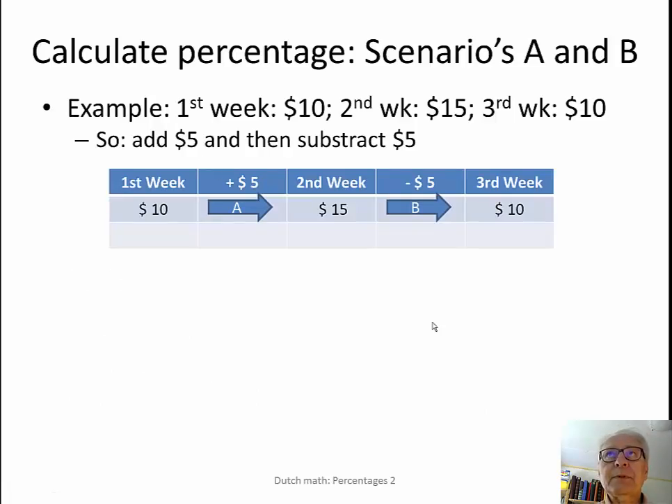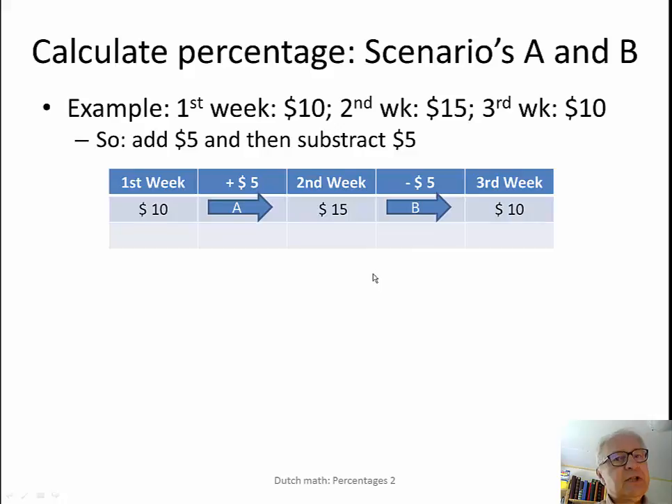The first example is example A, where you have in the first week a profit of $10 and in the second week a profit of $15. So you increase your profit by $5. The second week you lose those $5 because your profit decreases to $10 again.